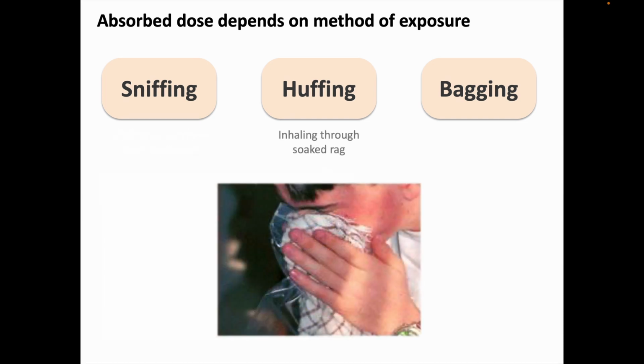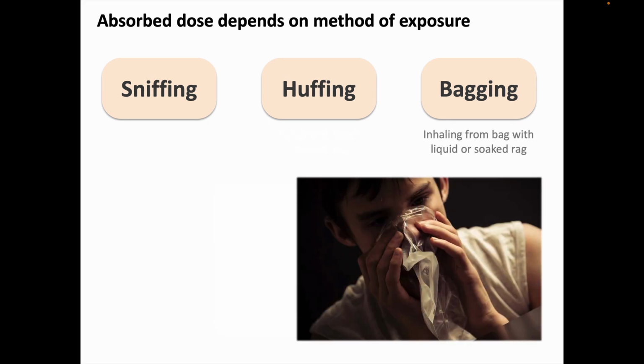This can progress to huffing, where the user is inhaling through a rag that is soaked or at least moist with a liquid inhalant, increasing its relative concentration in the inhaled air. The inhaled dose can be increased further by bagging, where the user places that same soaked rag or a liquid inhalant into a plastic bag and just breathes in and out of the bag. And in the worst cases, they can even put that bag over their head, which seems very dangerous for a few reasons.